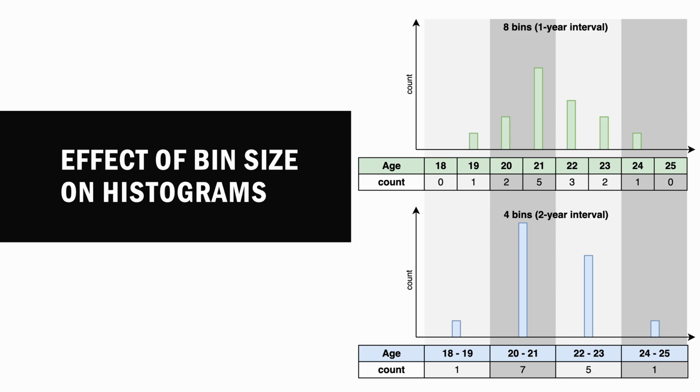On the screen, the top chart shows the 8-bin histogram with 1-year intervals, while the bottom chart shows the 4-bin histogram with 2-year intervals. As you can observe, both histograms reveal the same overall trend in the data. However, the 8-bin histogram provides more detail by showing counts for each individual age, while the 4-bin histogram smooths out those details by grouping ages together.